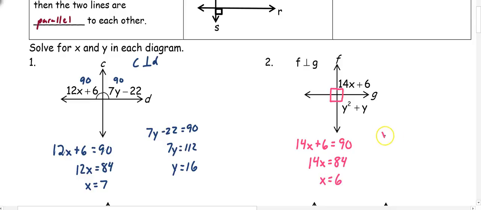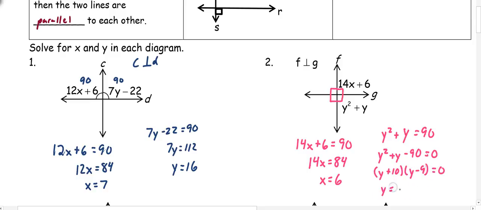In the second one, we have y squared plus y is equal to 90. Now remember, if there's a y squared, we're going to have to factor. So we're going to subtract 90 from both sides. Y squared plus y minus 90 equals 0. So what multiplies to negative 90 and adds to 1 since it's a plus y? So we have y plus 10 and y minus 9 equals 0. So when I solve, I get y is negative 10 and y is 9. Now, both of those solutions work because if I substitute back in, I'll get 90, so y is going to equal two different values.